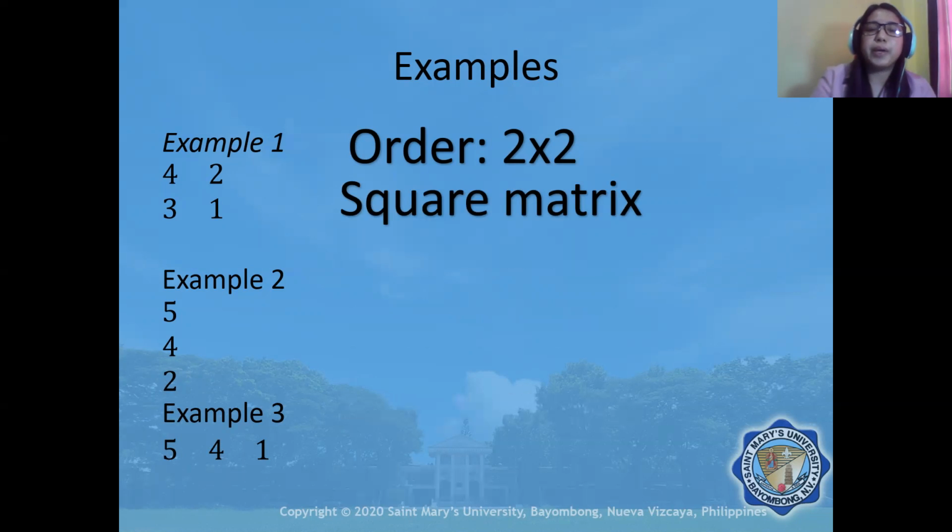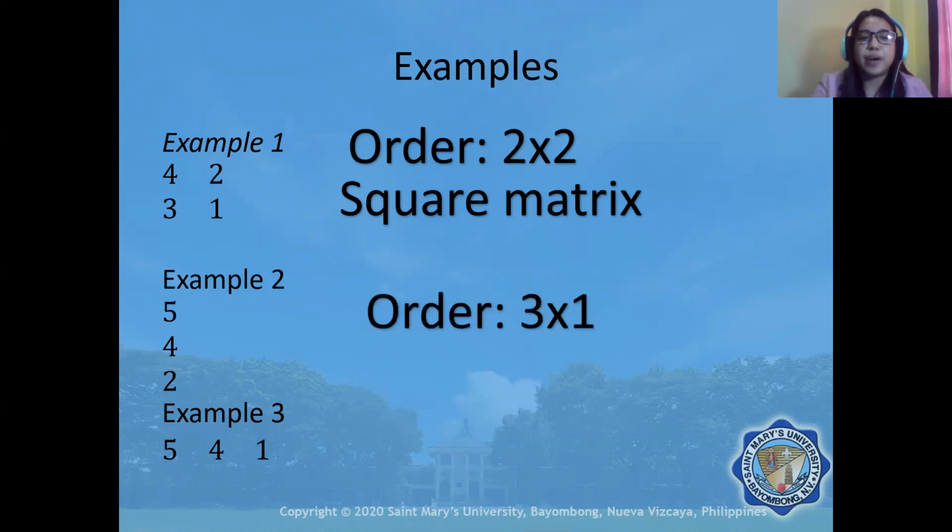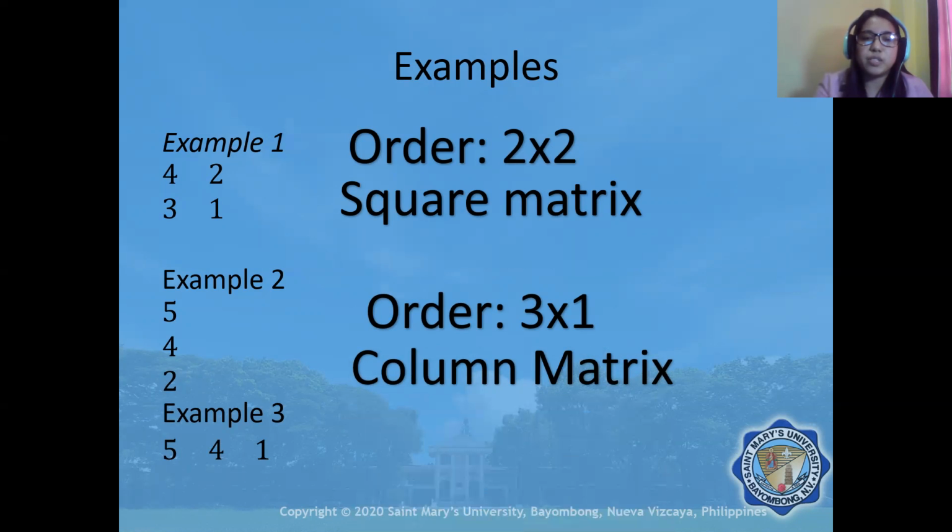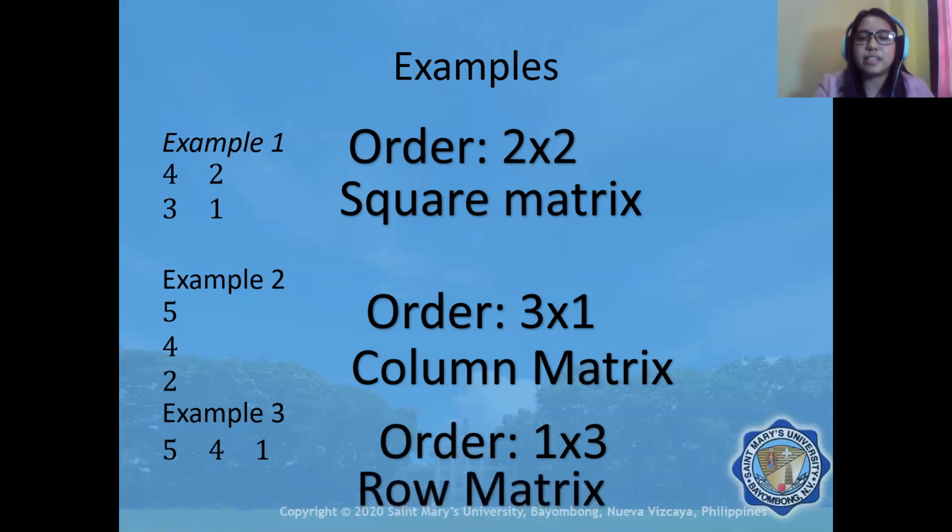Whenever we encounter matrices with the same number of rows and columns, it of course forms a square, so we call it a square matrix. For example 2, it is 3 by 1, so it is also called a column matrix, simply because it contains only one column. For example number 3, since we have 1 row, the order of this is 1 by 3, and it is called the row matrix.